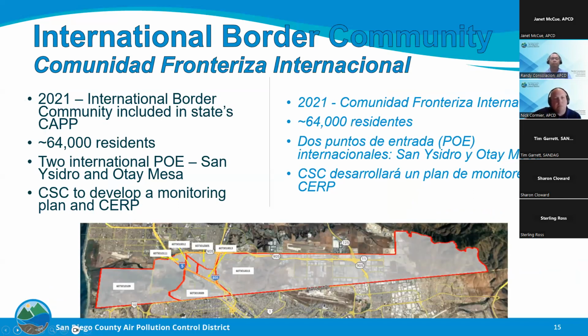In 2021, CARB selected the International Border community of Otay Mesa and San Ysidro to be recognized for inclusion in the state's CAP. The communities of Otay Mesa and San Ysidro experience disproportionate levels of air pollution given their geographic location along the international border with Mexico. The community has approximately 64,000 people and is home to 2 international ports of entry: San Ysidro, which is the busiest land crossing in the Western Hemisphere, and Otay Mesa, which is the busiest heavy-duty truck crossing in California.